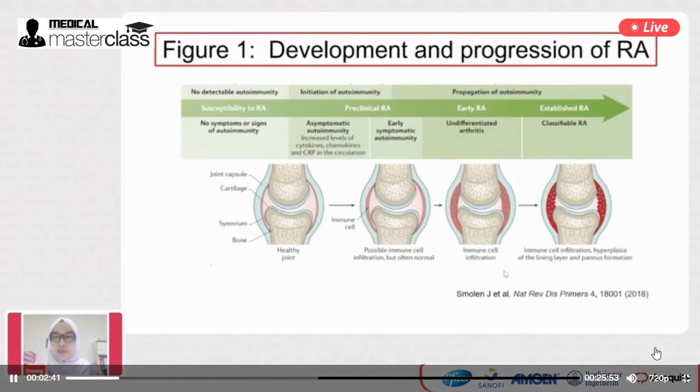Subsequently, the immune cells infiltrate all your synovium. You start to have undifferentiated arthritis, and eventually, when you have full-blown immune cell infiltration, hyperplasia of the synovium, and also pannus formation, this is when you have established rheumatoid arthritis.